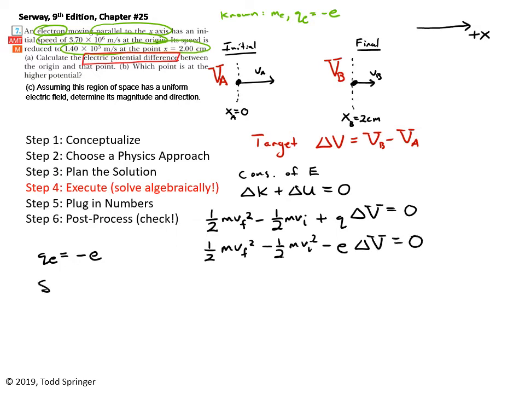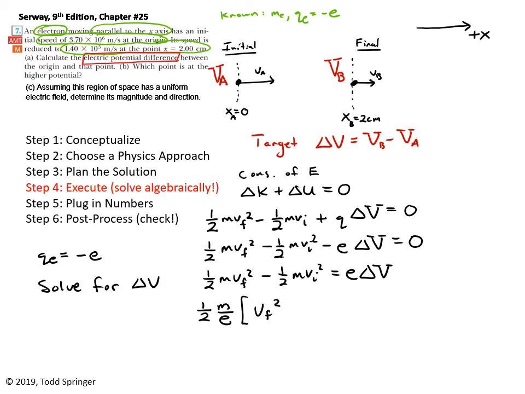And now let's solve for delta V. So we'll bring this last term over onto the other side: 1/2 m vf squared minus 1/2 m vi squared is equal to E delta V. And finally, I'll divide by the E and also pull out the 1/2 m just to make it a little bit easier to read. 1/2 m over E, times vf squared minus vi squared, is equal to delta V.